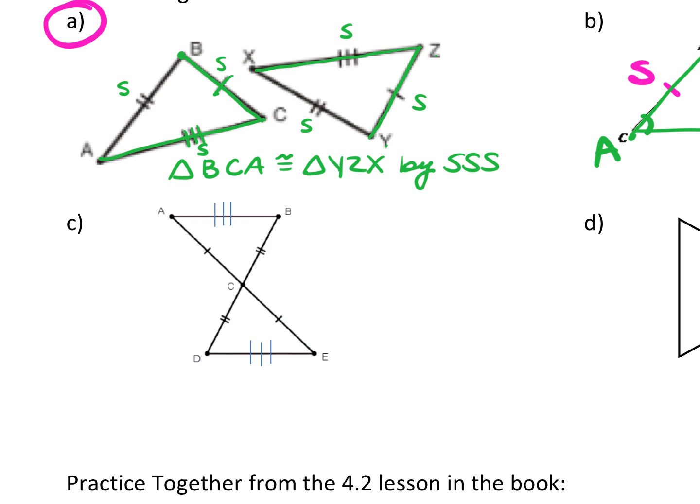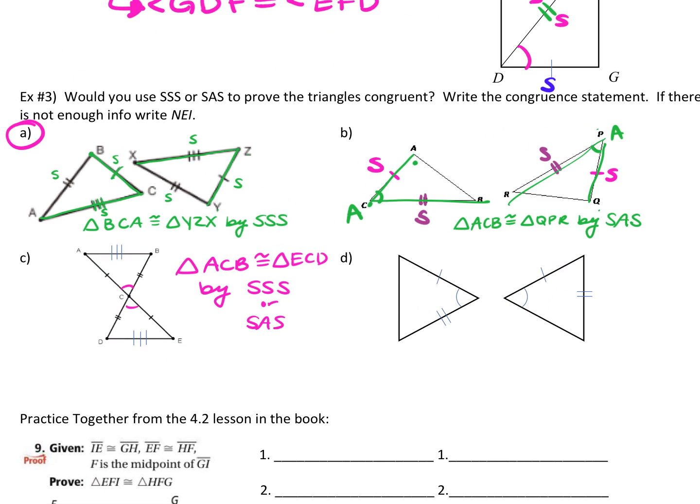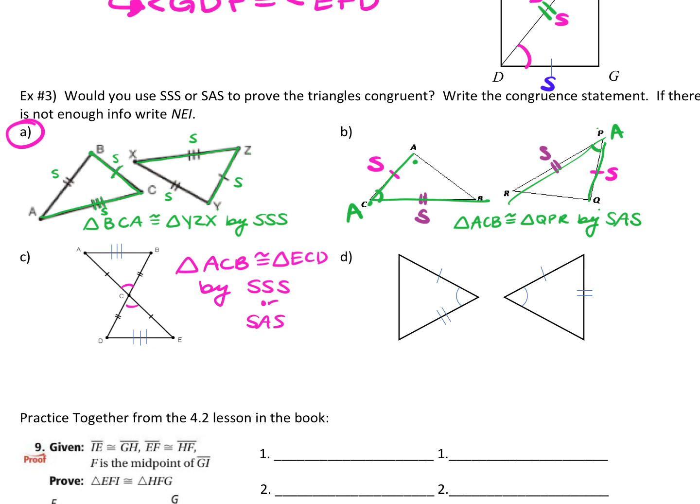Okay, so this one technically, if you had just started with it as it was, you could say SSS or you could say SAS and they'd both be correct. Okay, let's name it. If I say ACB, what triangle is that congruent to? ECD. By, and now you may say SSS or you could say SAS if you want to use the vertical angles instead. Okay?